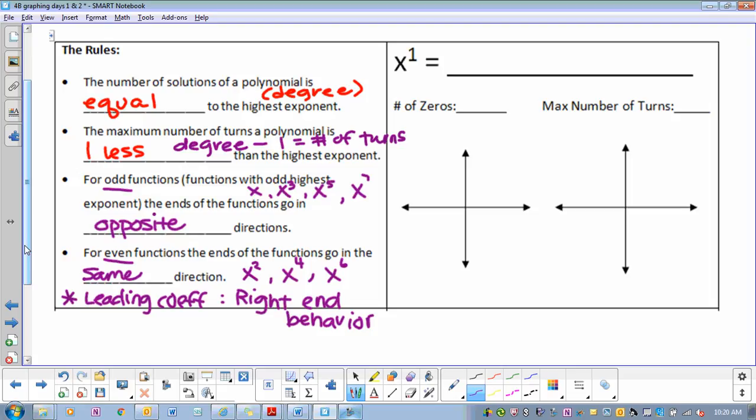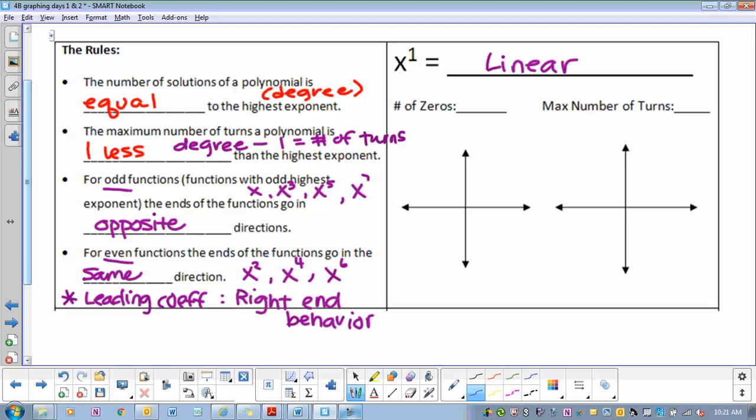All right, so we're going to go through 5 of these functions, and we're just going to talk about them, okay? X to the first power. Guys, if your function's biggest exponent is a 1, then that means that this is a linear function. All right? Y equals mx plus b. That's a linear function because your biggest exponent is a 1.